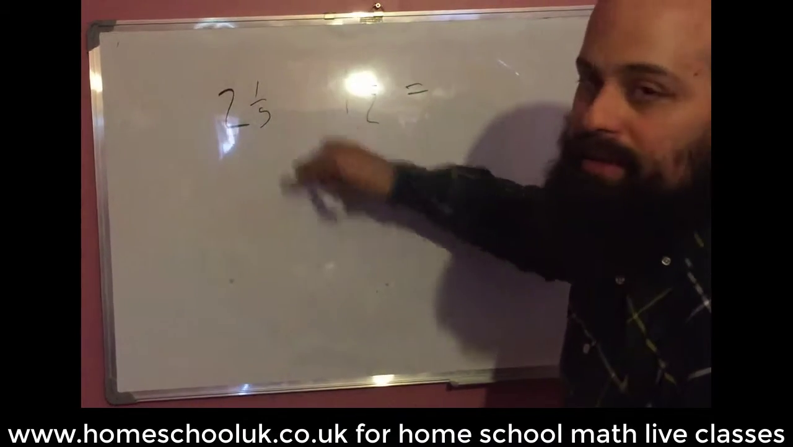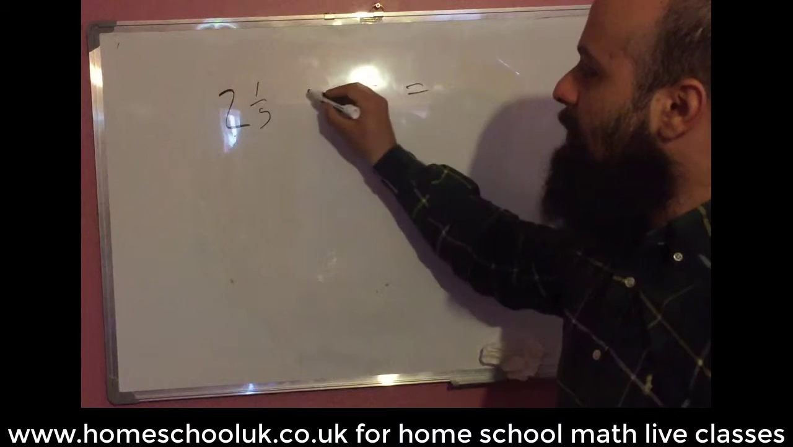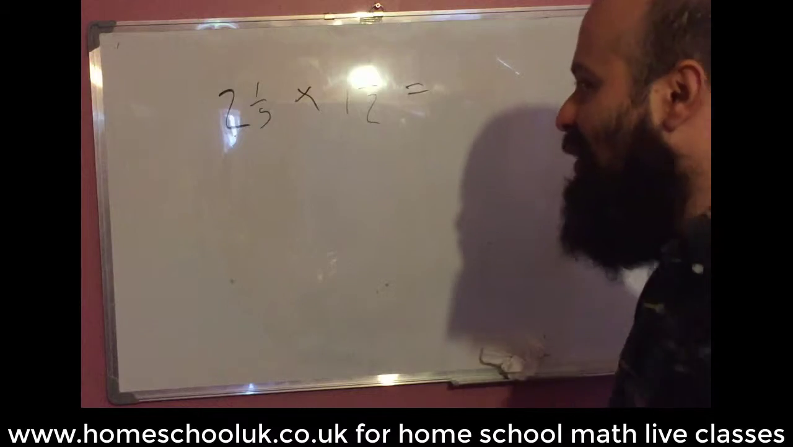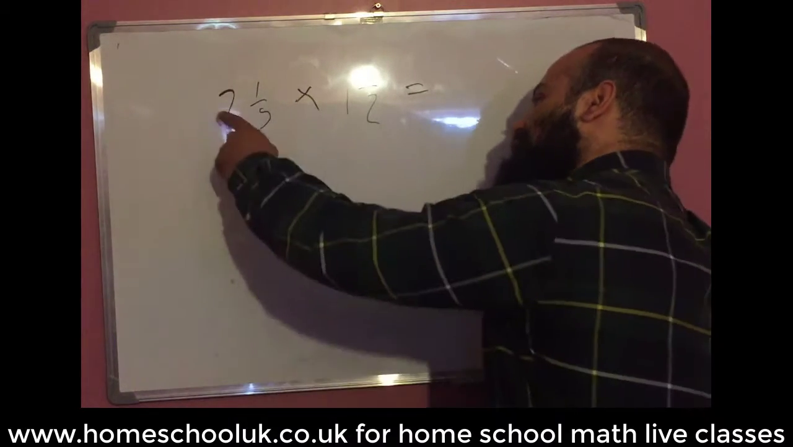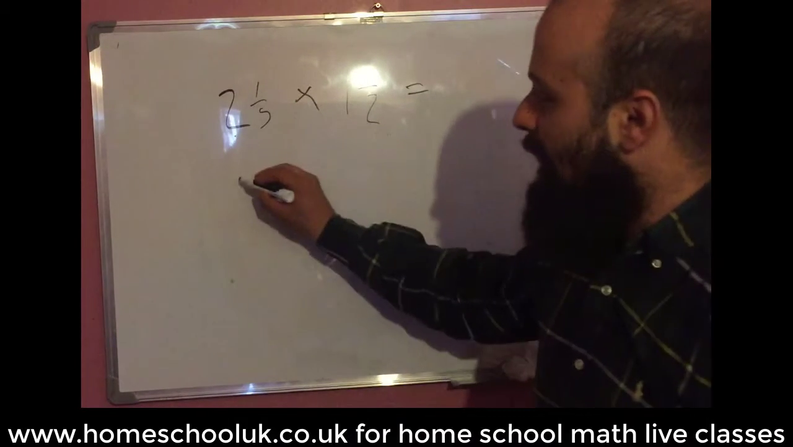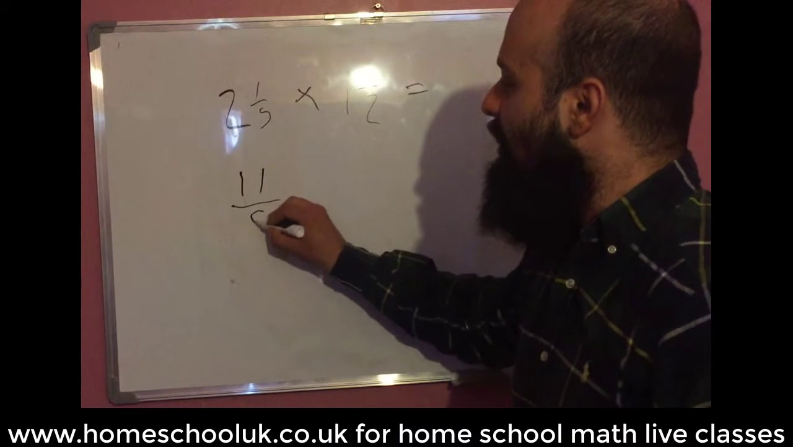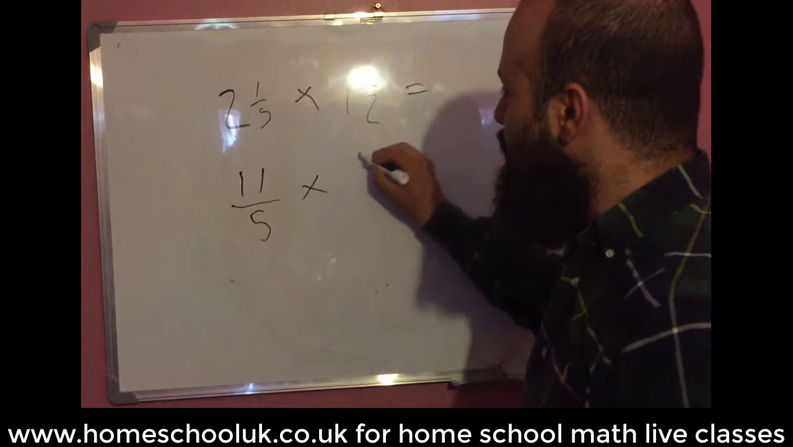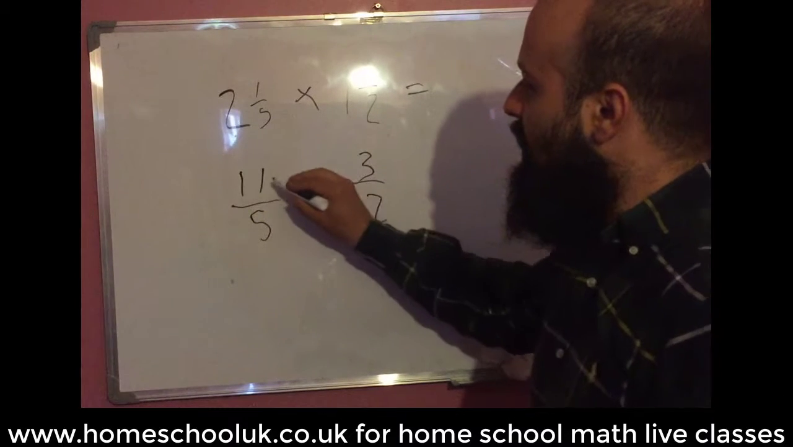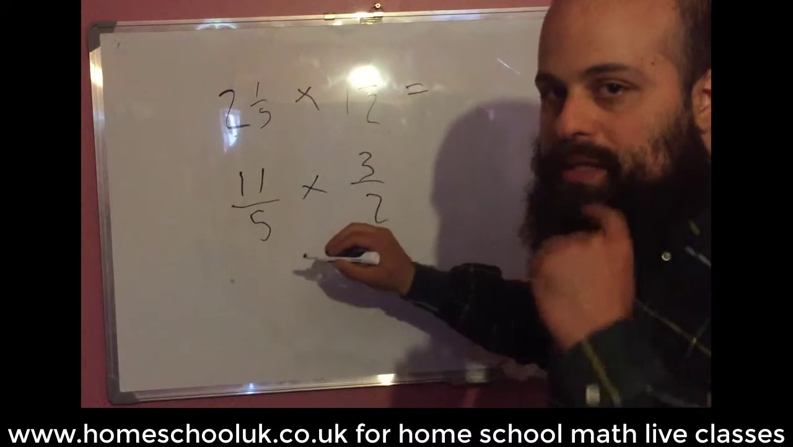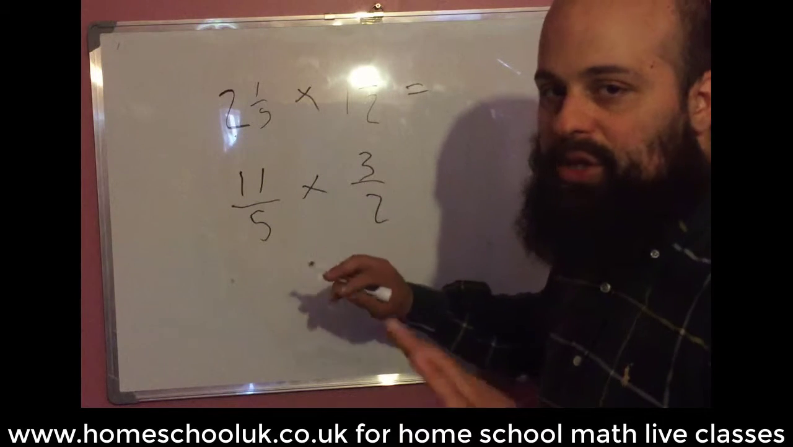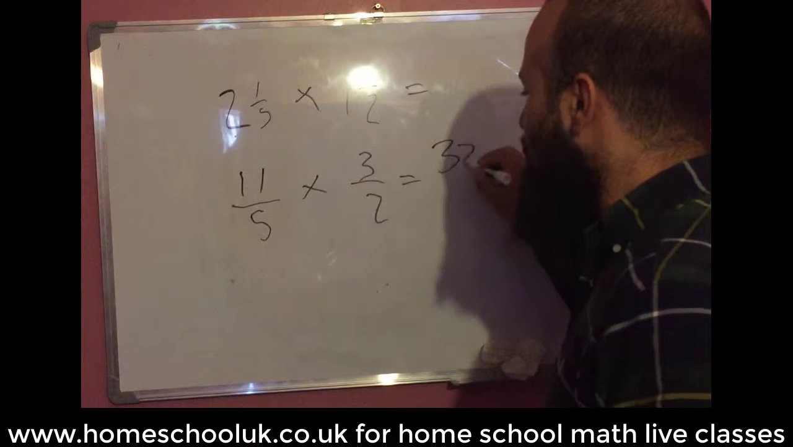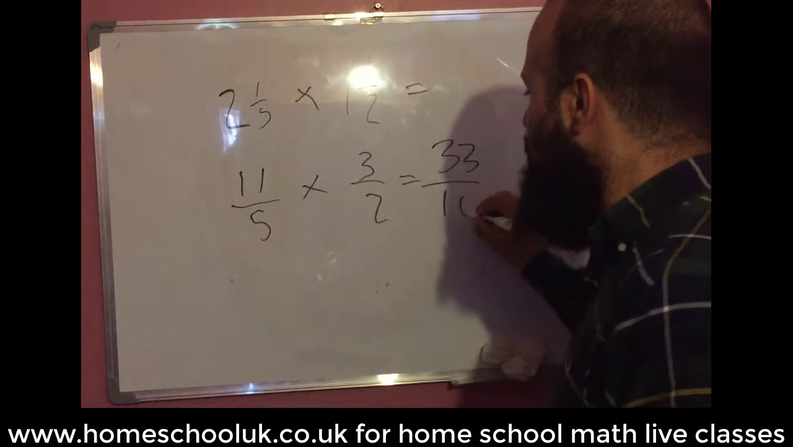So we change this minus sign into a multiplication sign. Change it to improper fractions. Always change your mixed fractions to an improper fraction. 2 times 5, 10, plus the 1, 11 over 5. 1 times 2, 2, plus the 1, 3. So it's 3 over 2. And you just got to multiply across because this is multiplication, not addition. You don't need the denominators the same. 11 times 3, 33. 5 times 2, 10.